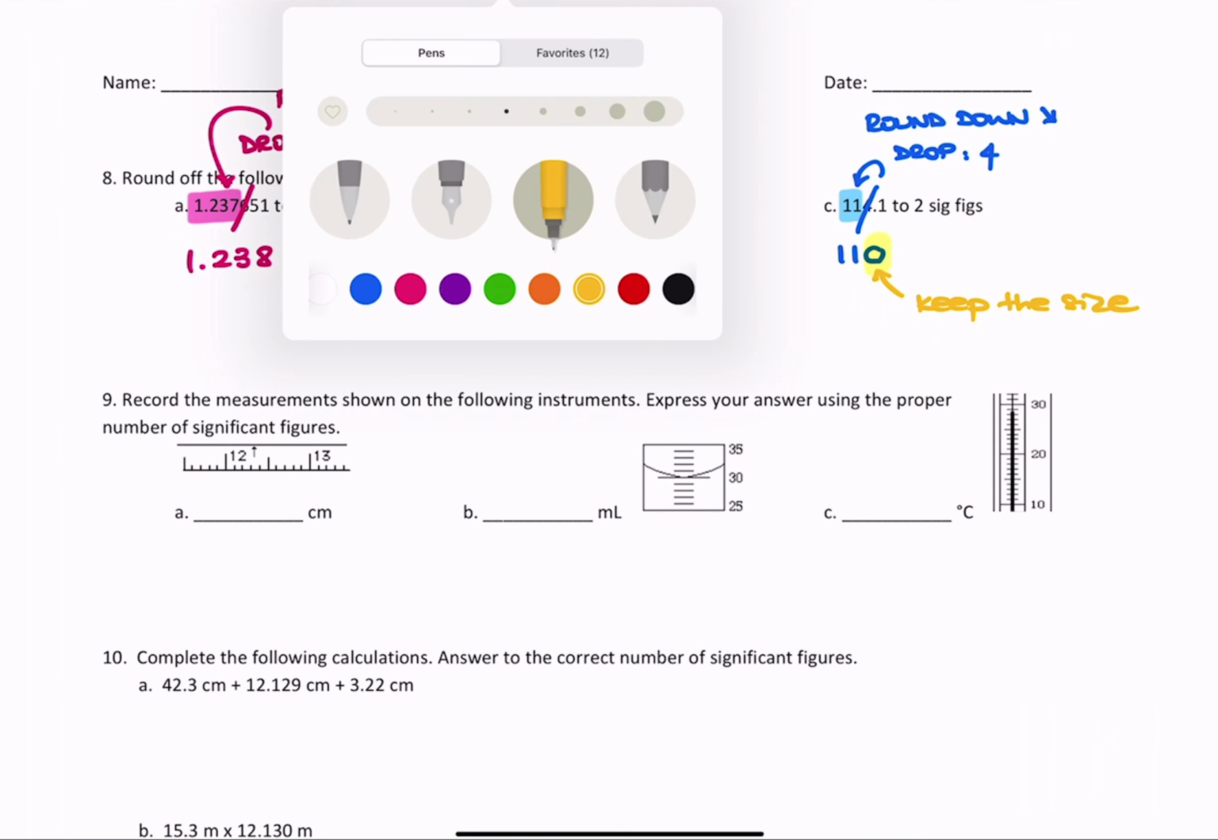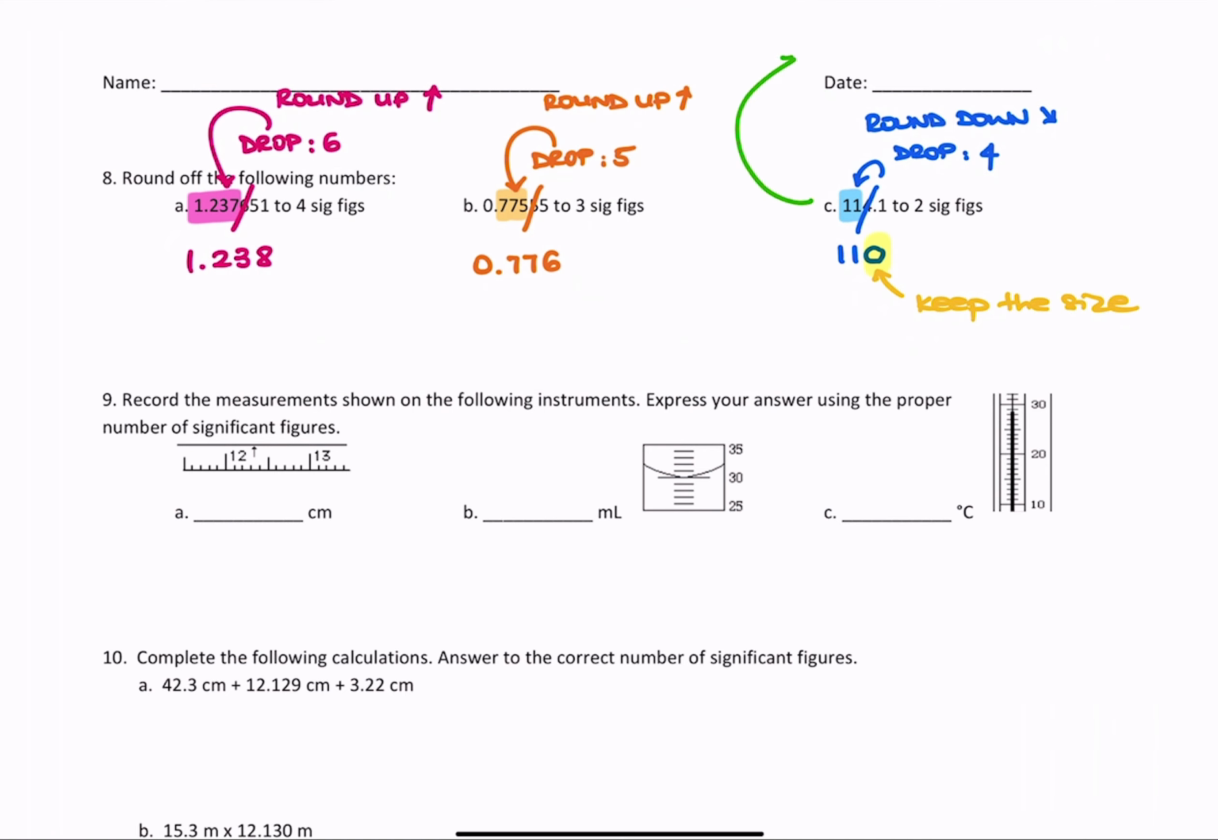Another way to visualize this is actually to go to scientific notation. This number in scientific notation is 1.141 times 10 to the second. If I want to keep 2 sig figs here, it's obvious that this number is equal to 1.1 times 10 to the second. Well, 1.1 times 10 to the second in standard notation is 110 and not 11.